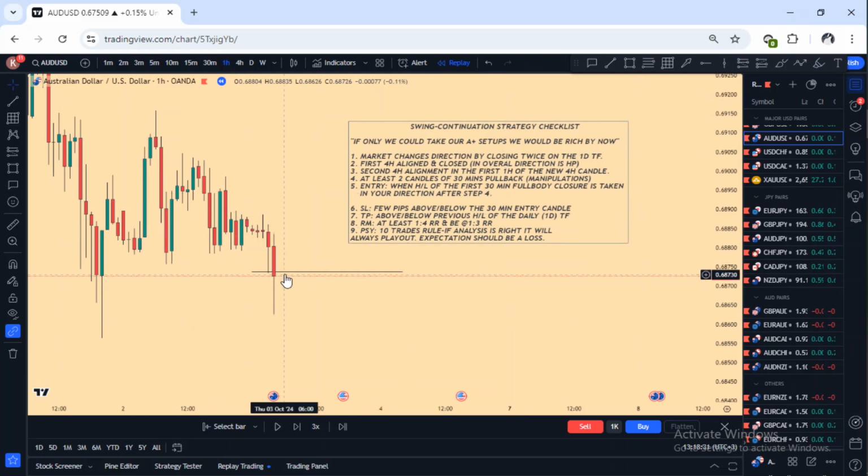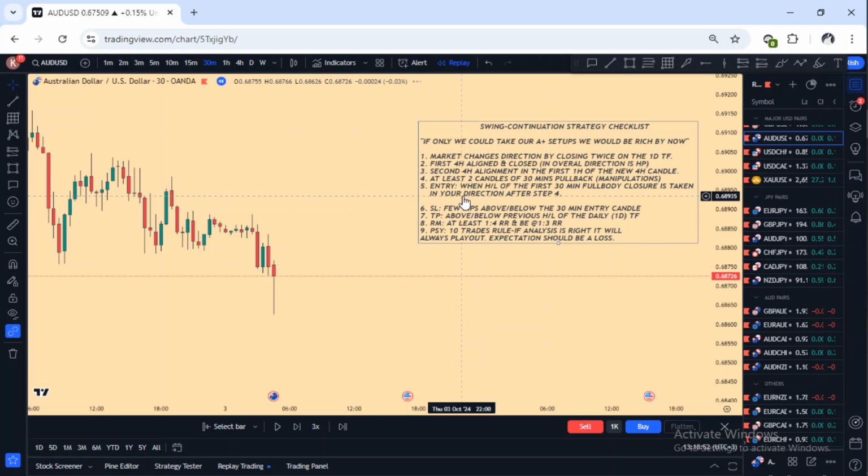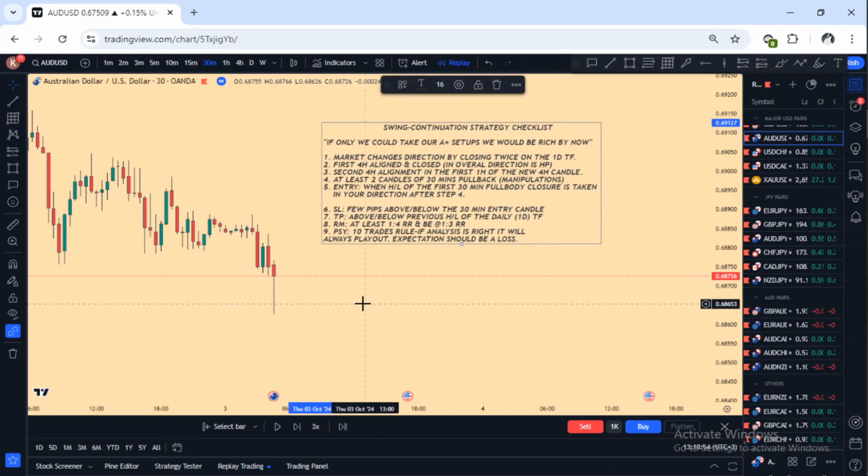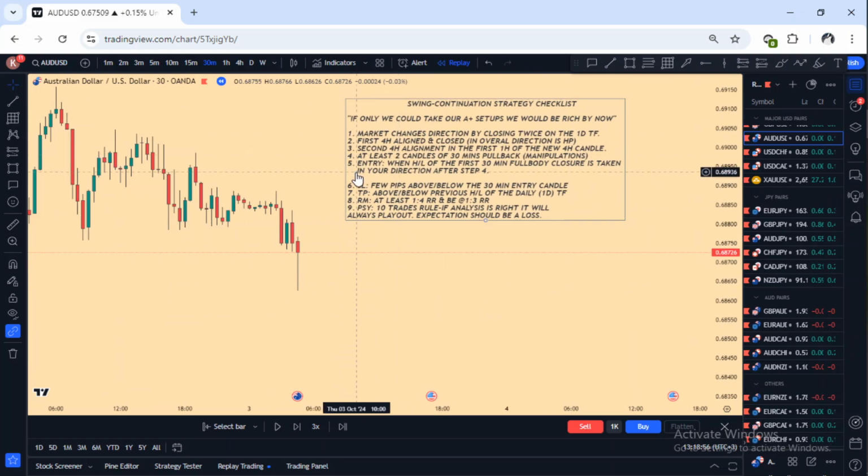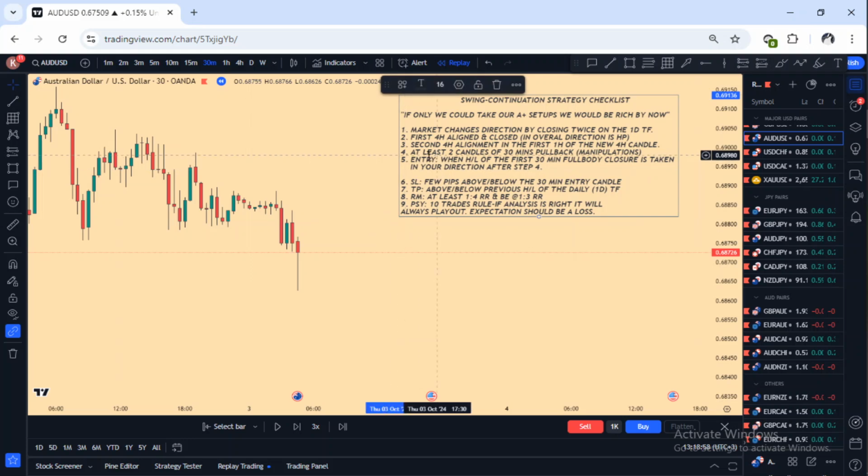So with this alignment, now you are very confident that everything is checked. Delete that. So we go to the next one. Wait at least 2 candles of 30 minutes, pullback or manipulation. Now with this momentum, the way you can see it's very big like this, you go to 30 minutes and start now monitoring entry number 4 and 5. So we are still at number 4.